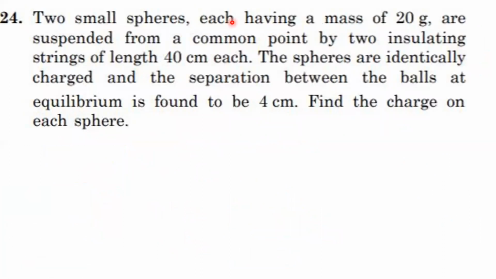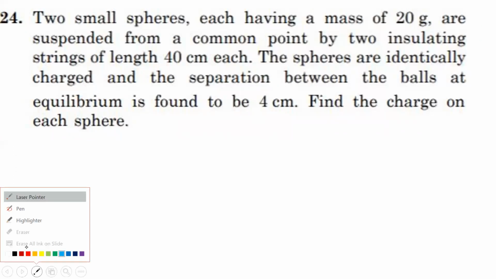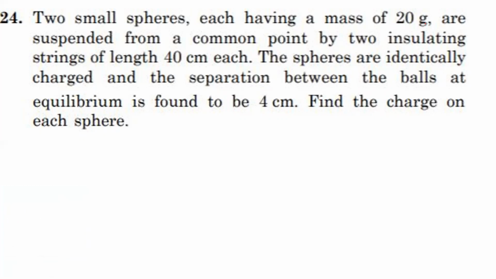Two small spheres, each having a mass of 20 gram, are suspended from a common point by two insulating strings of length 40 centimeter each. The spheres are identically charged and the separation between the balls at equilibrium is found to be 4 centimeter. Find the charge on each sphere. That means two small spheres are given to you, each of mass 20 gram.